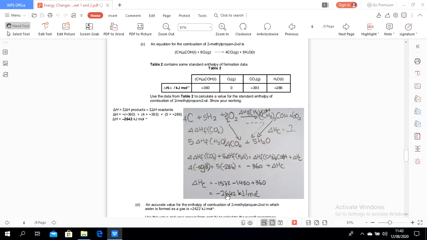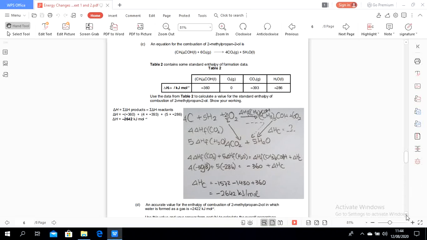We found that the ΔHc of this 2-methyl propan-2-ol is 2642 kilojoule per mole. Because it is combustion, it must be exothermic. Exothermic has a negative symbol.